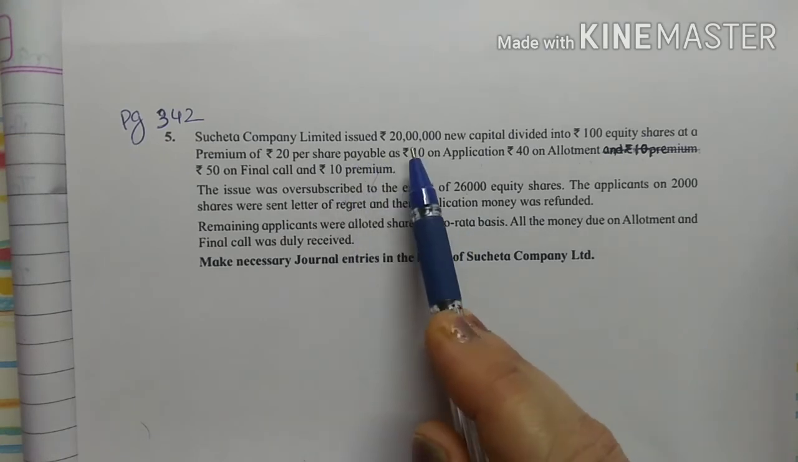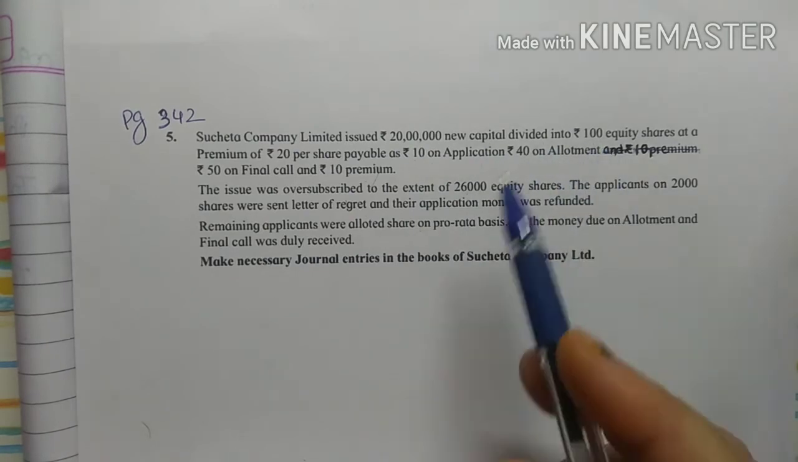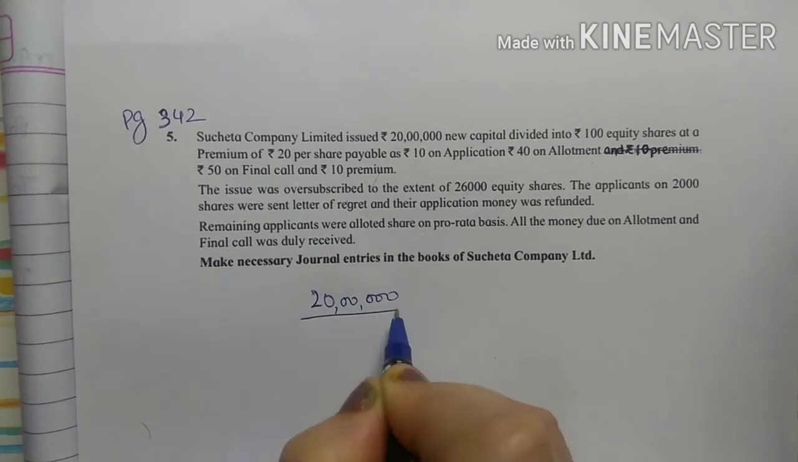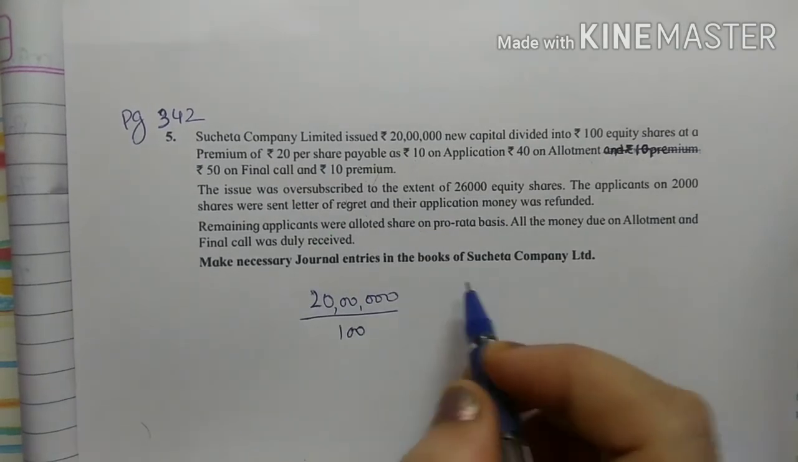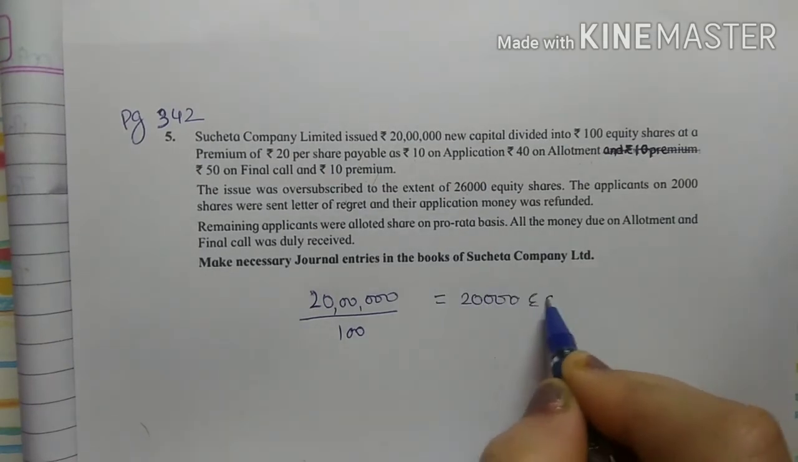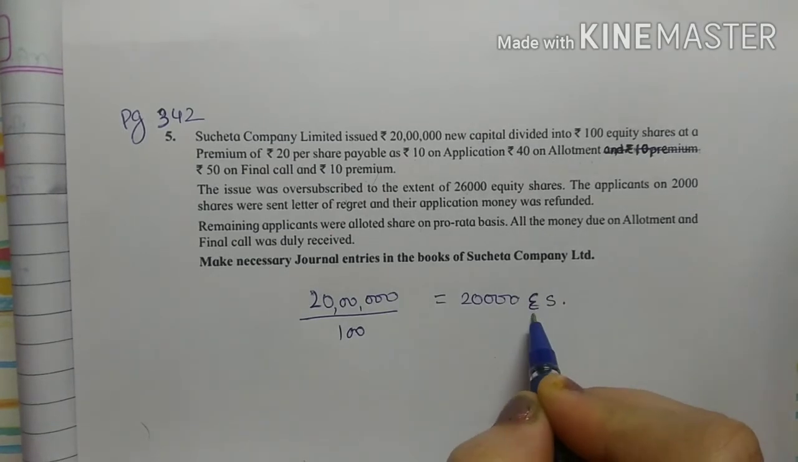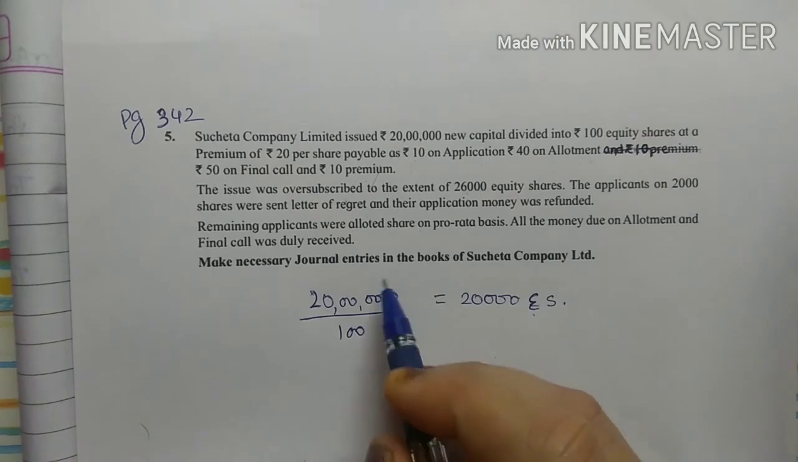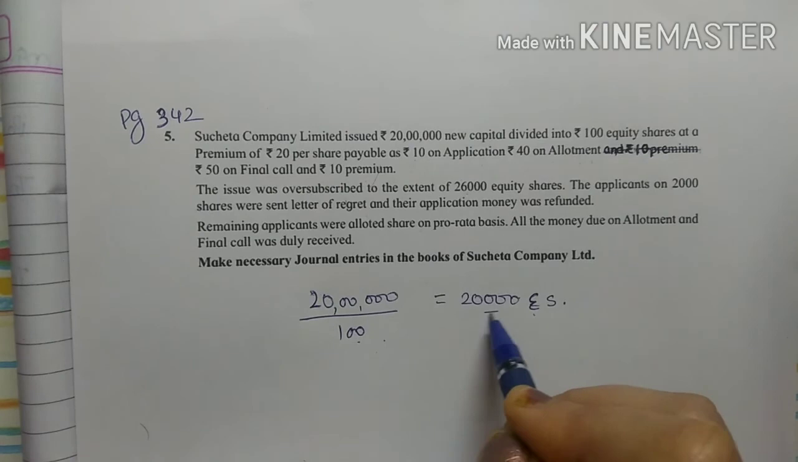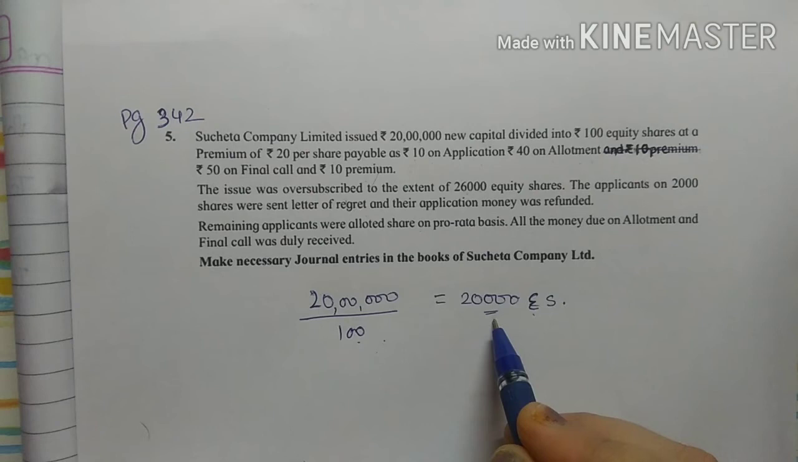See, Sucheta Company has issued 20 lakh new capital divided into 100 equity shares. That means when 20 lakh is divided by 100, it will be 20,000 equity shares, right? They have not given you the number of equity shares, so you have to calculate it like this. Capital is 20 lakh and one share value is 100. So when you divide it by 100, you will get 20,000 equity shares, right? Now they have issued 20,000.